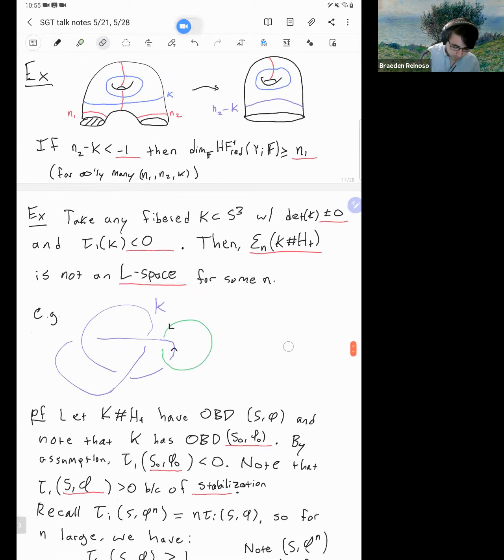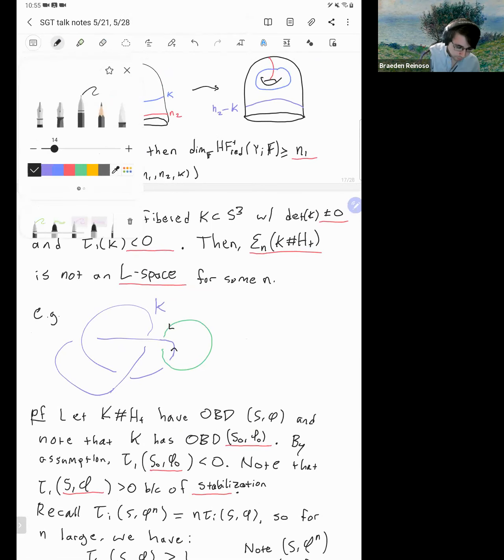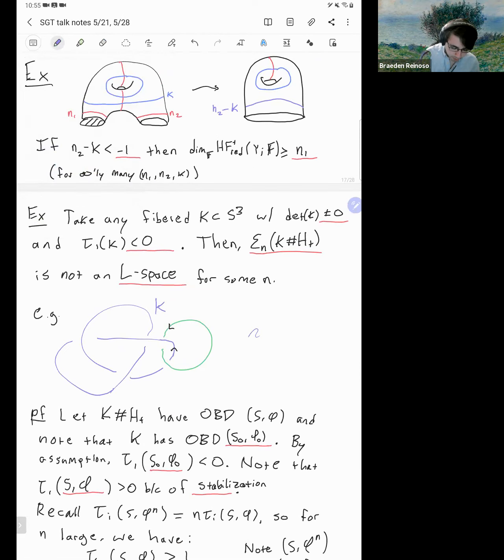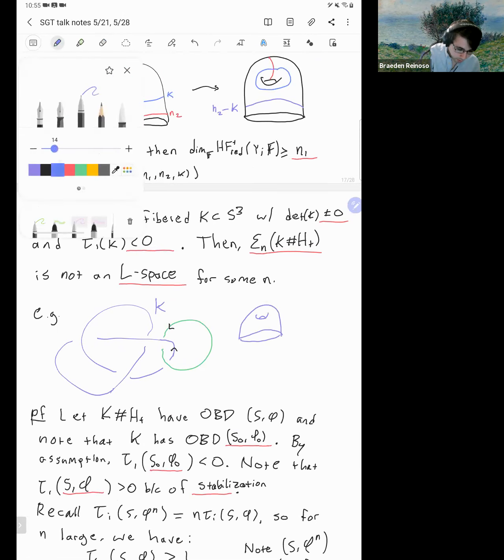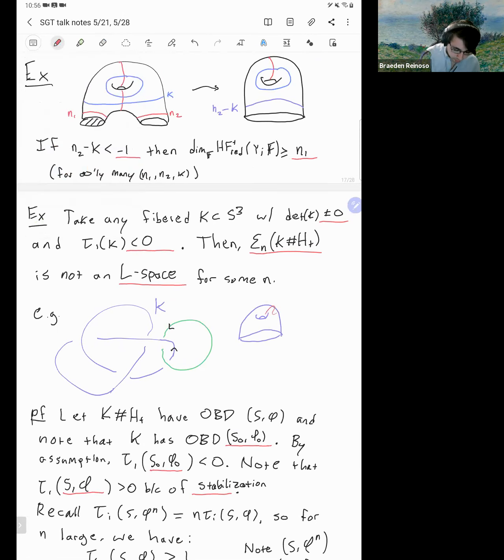So the point is, for example, this knot here, the left-handed trefoil, has an open book like this guy, where you do negative Dehn twists, say maybe I'll do in red or something, along each of these curves.